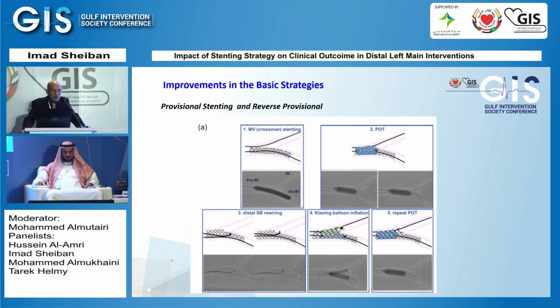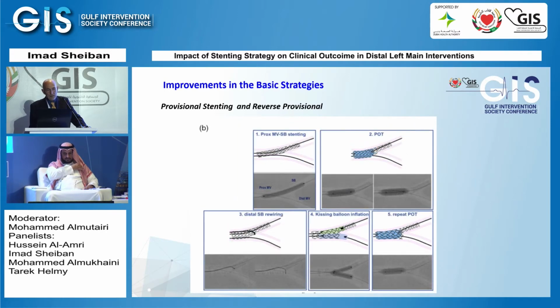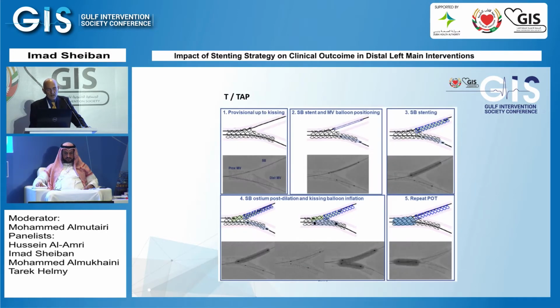Now, let's go to the improvements we made on the basic strategies. This was coming from what we have learned from bench testing and from our clinical experience. And now you see that provisional stenting and reverse provisional, that means whether you are deploying your stent in the main vessel or from the side branch to the main vessel, you have to follow these steps. That means opening POT first, then opening the strut, then going for kissing balloon and final POT. The same you are doing when you are doing a reverse provisional.